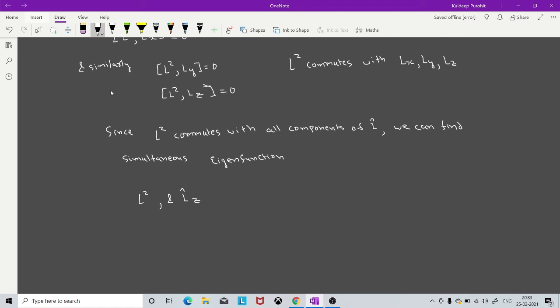It actually means that if I am trying to measure the value of Lz, it will not affect the value of L square, and if I am measuring the value of L square, it is not affecting the value of Lz. So independently we can measure eigenfunctions for both operators. And this will give us a complete set of eigenfunctions. So in the next lecture we will find the eigenvalues and eigenfunctions of these operators L, L square, and Lz.